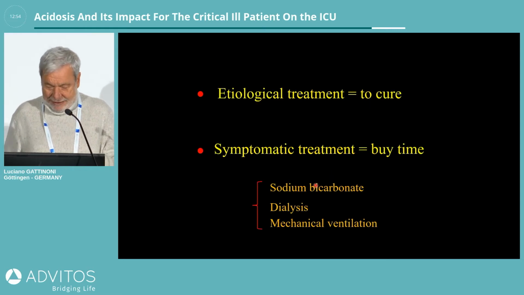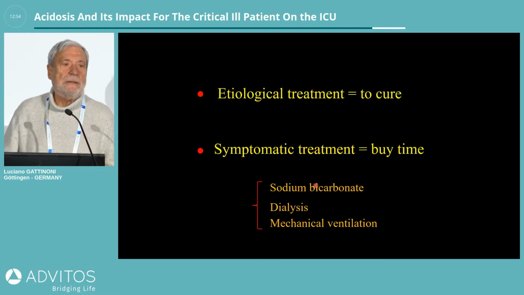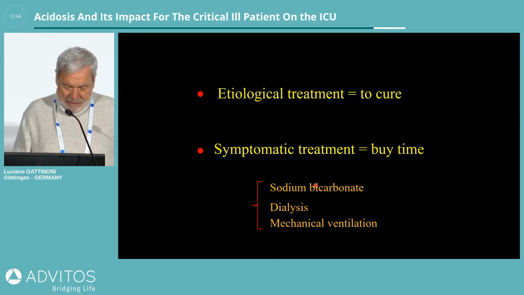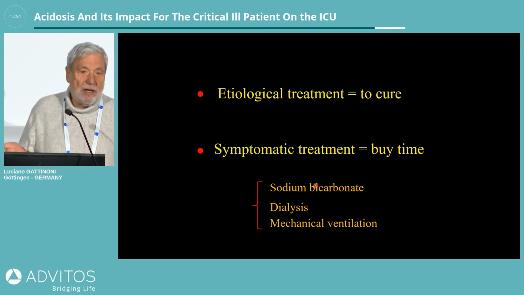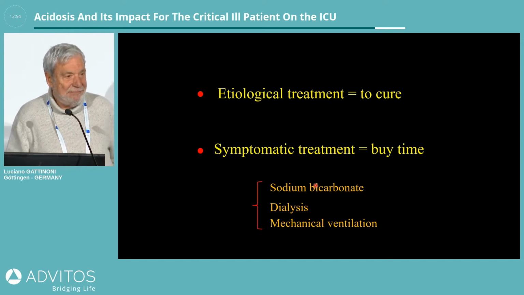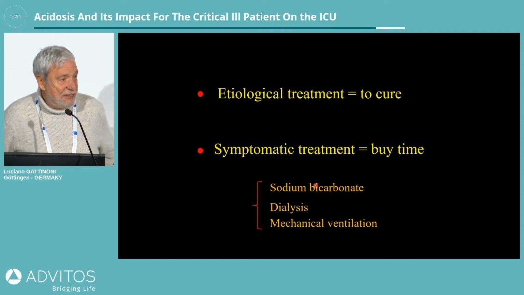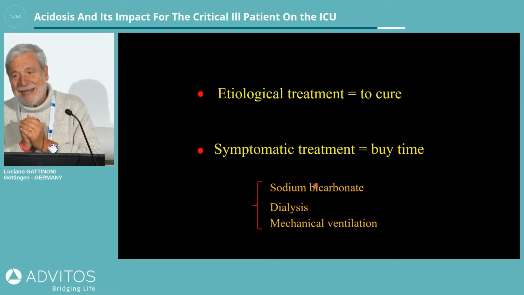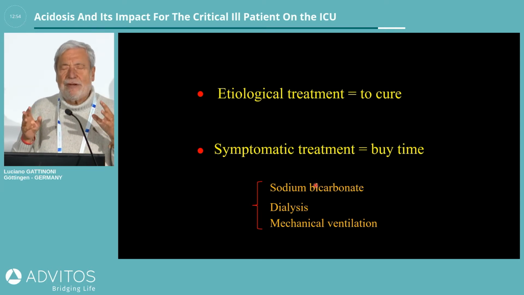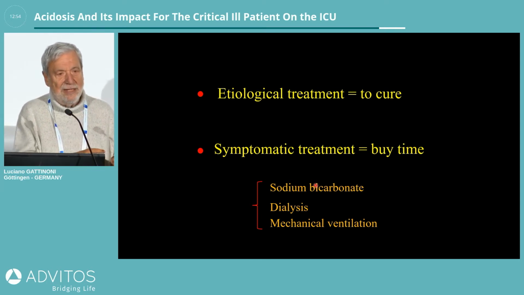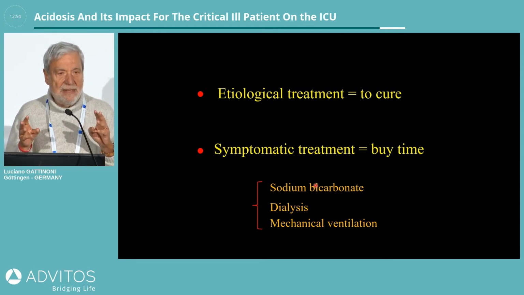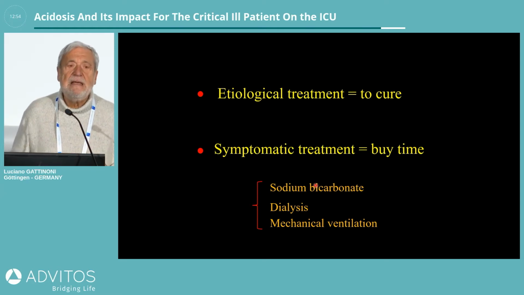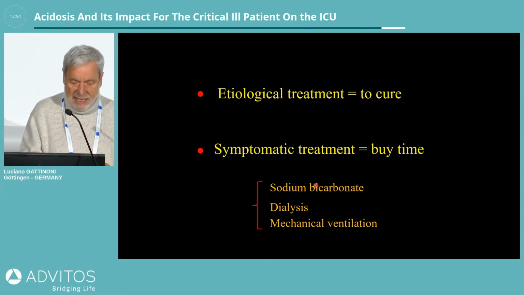So how to correct pH? I would like to go to the end of the speech. Sodium bicarbonate, dialysis, mechanical ventilation are all systems in which you may correct the pH. But as my friend Michael was saying, before correcting, take a few minutes to sit down and think why I should correct and what the causes are of what I observed. This is fundamental, because the first thing to do is to cure the disease.